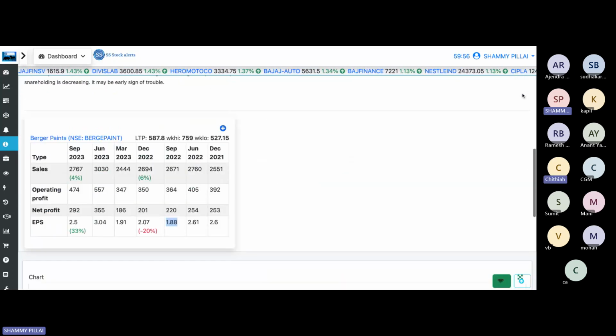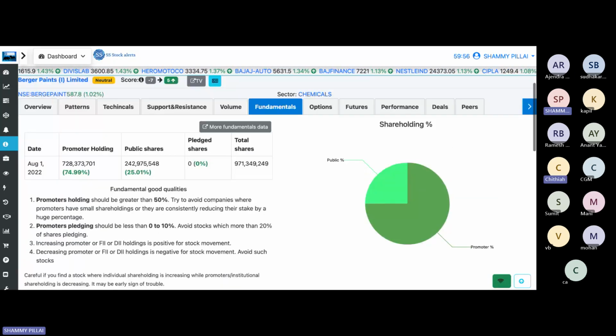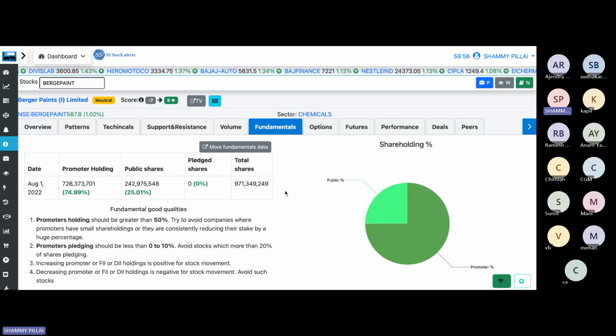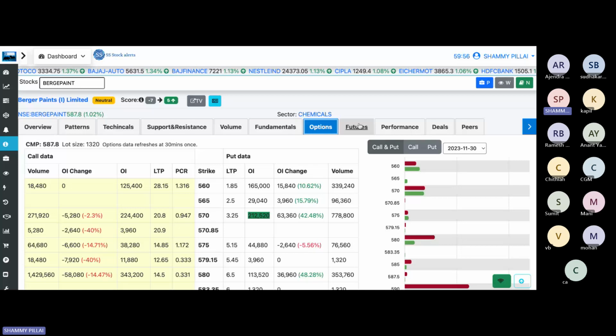We have every piece of information in our SSStock. I think people are not looking at the details. They are looking for breakouts. They are not looking for the internal data that we have. Look at the performance.